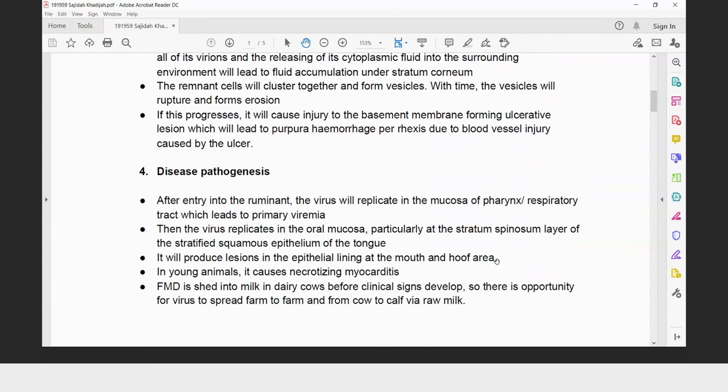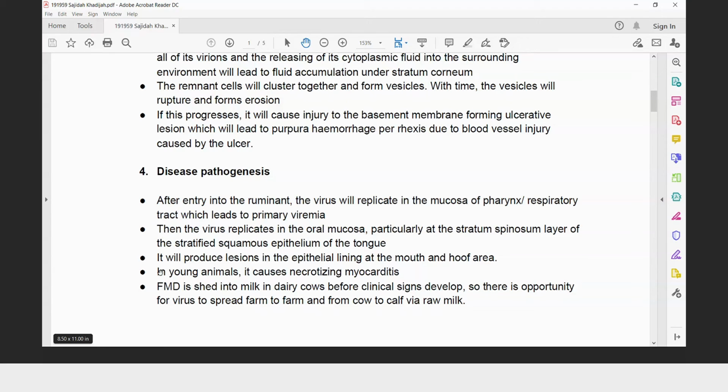But what you're missing here is the lesion actually. You produce lesion in the epithelial lining, but you don't mention what the lesion is, which is those lesions described in question number 3, where they form a vesicle, ulceration, erosion, and hemorrhage. It's not here.